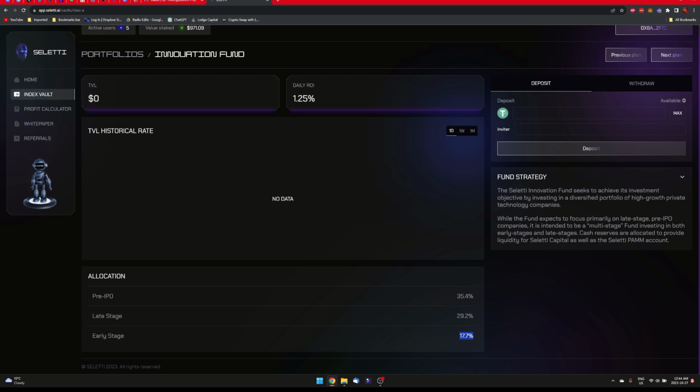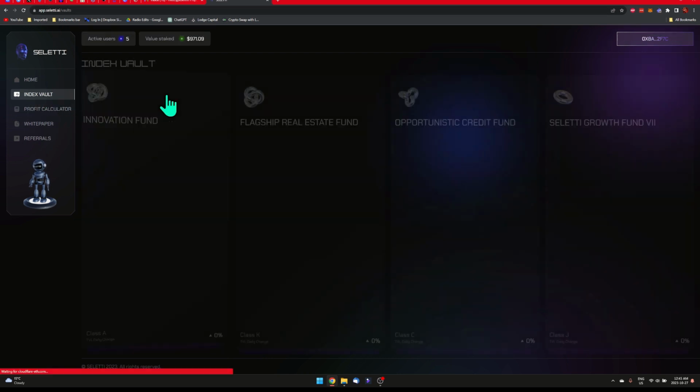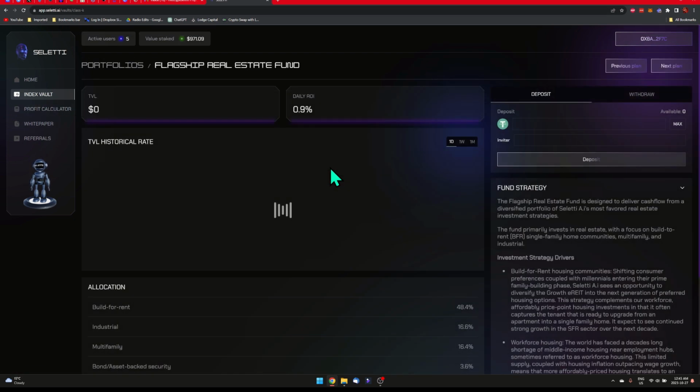Obviously, the lower rates of returns allow for this project to be more sustainable long term. So being that this portfolio plan is the highest plan available and it's paying 1.25%, it's not that bad, right, on a daily basis. Okay, let's go back to the flagship real estate fund. Now this one pays you 0.9%.